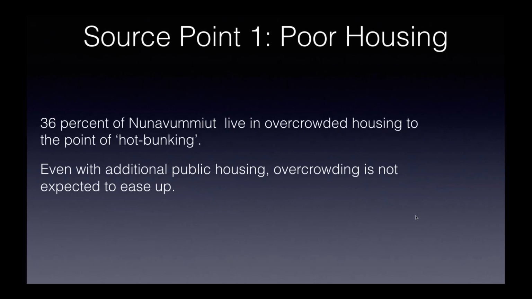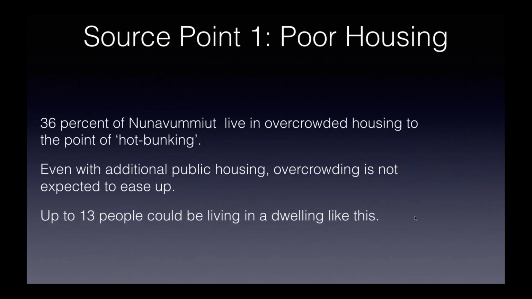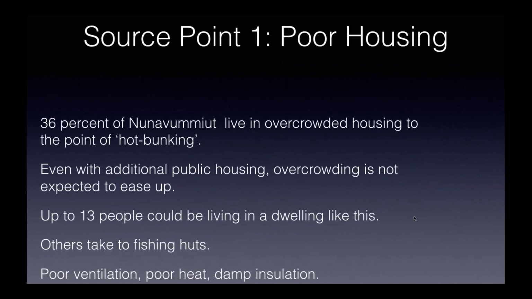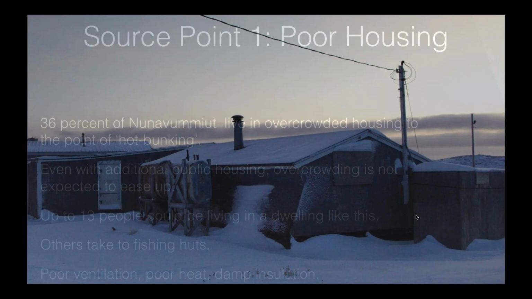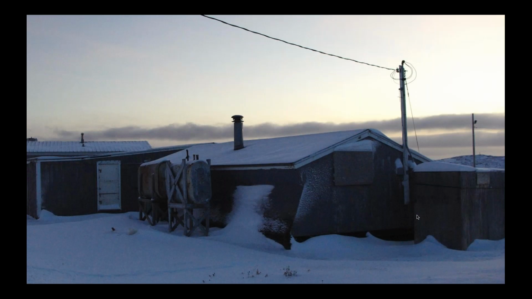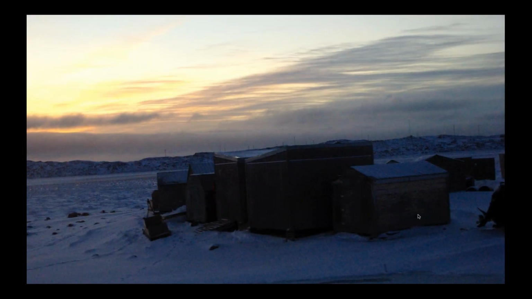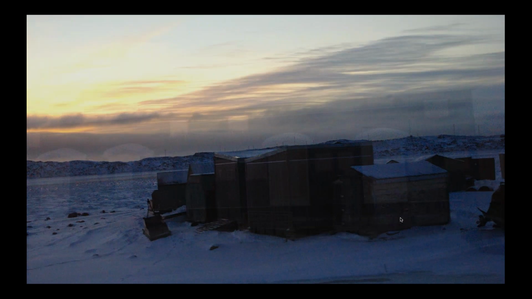Even with additional public housing, overcrowding is not expected to ease up, and up to 13 people could be living in a dwelling, like I'll show you in a minute. Others take to fishing huts. Poor ventilation, poor heat, damp insulation, it's not great. So in a building like this, up to 13 people could be living in it. Very crowded conditions with no ventilation. It's perfect for the spread of tuberculosis in housing environments such as this, or even fishing huts where people were living. The lack of ventilation, the dampness, it's not helping the cause.